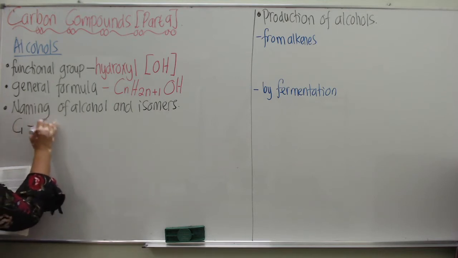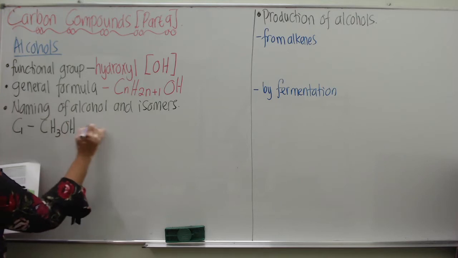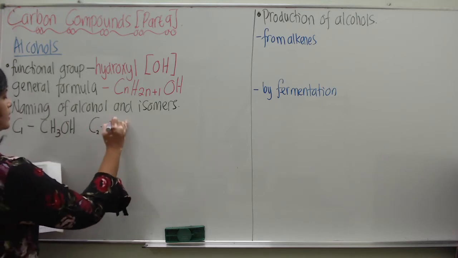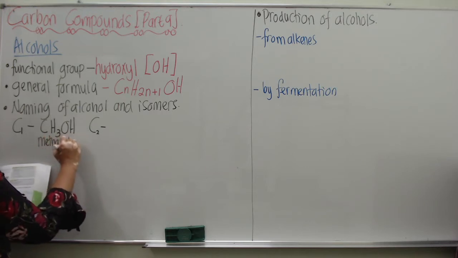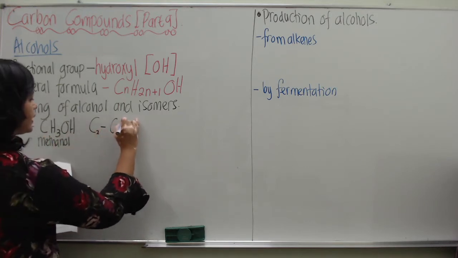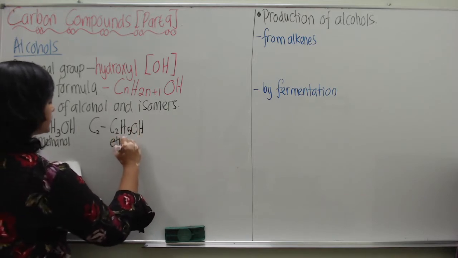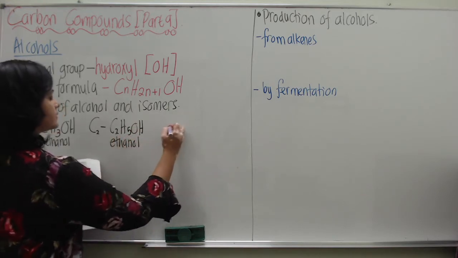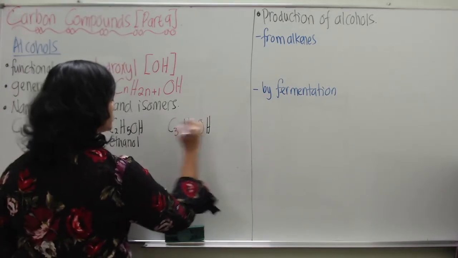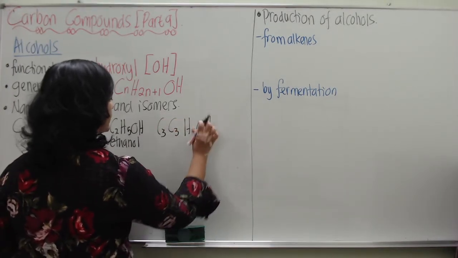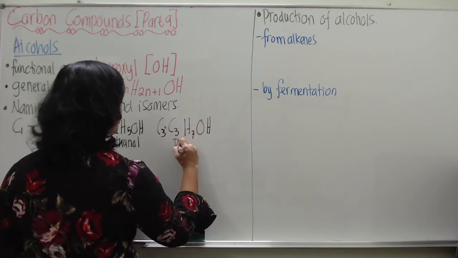For instance, let's go to naming of alcohol. C1 is methanol, CH3OH. C2 is ethanol, C2H5OH. And C3, sorry, C3H7OH, which is propanol.